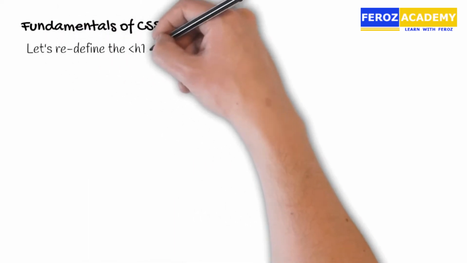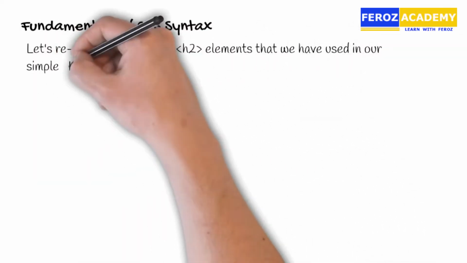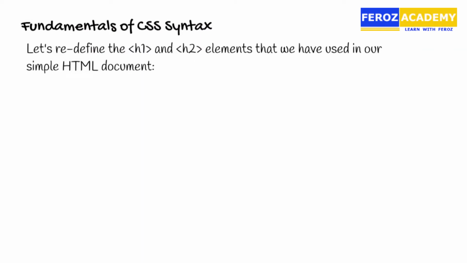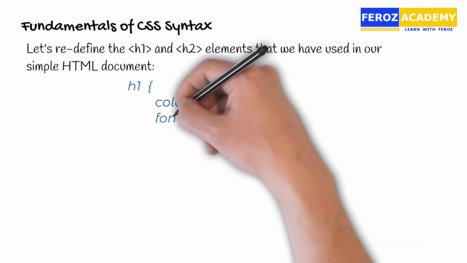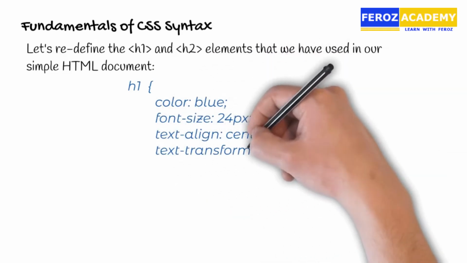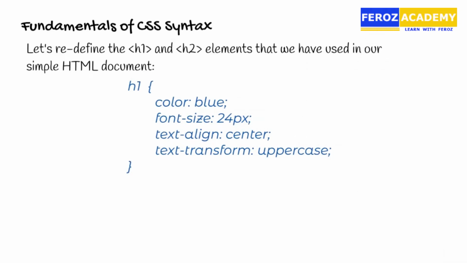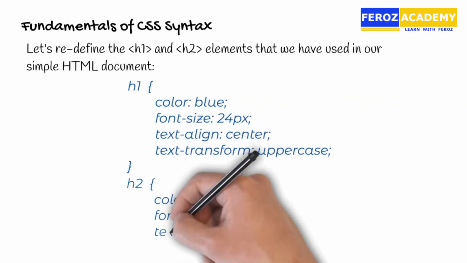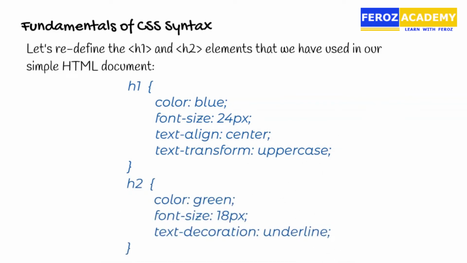Now let's redefine the two heading elements H1 and H2 that we have used in our simple HTML document. For H1 element, we have used text align and text transform properties. The text align property can take any of the text alignment values such as left, right, center, or justify. The text transform property is used to change the text to uppercase or lowercase characters. We have also used text decoration property with heading 2 element to underline the text.